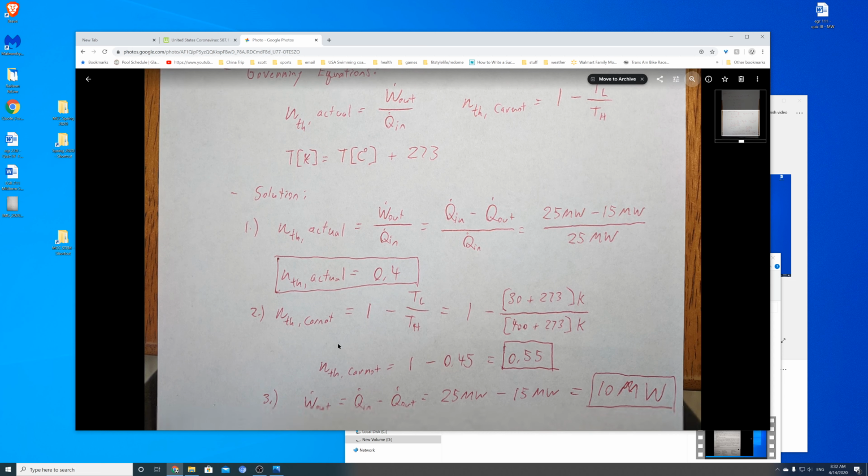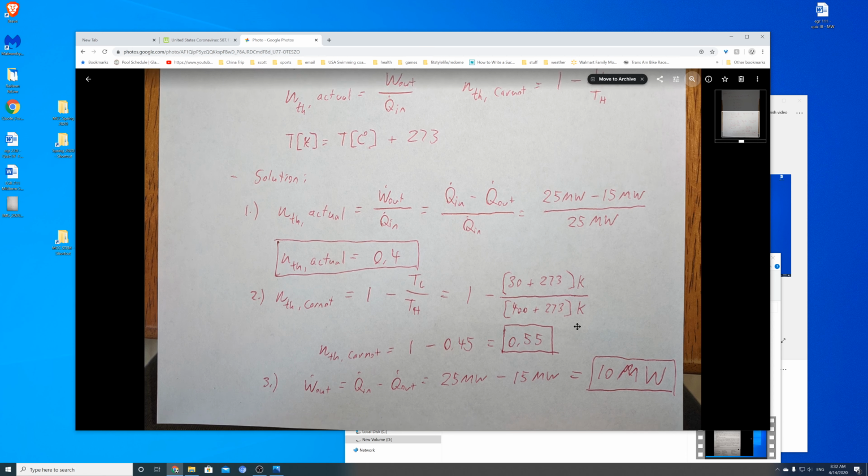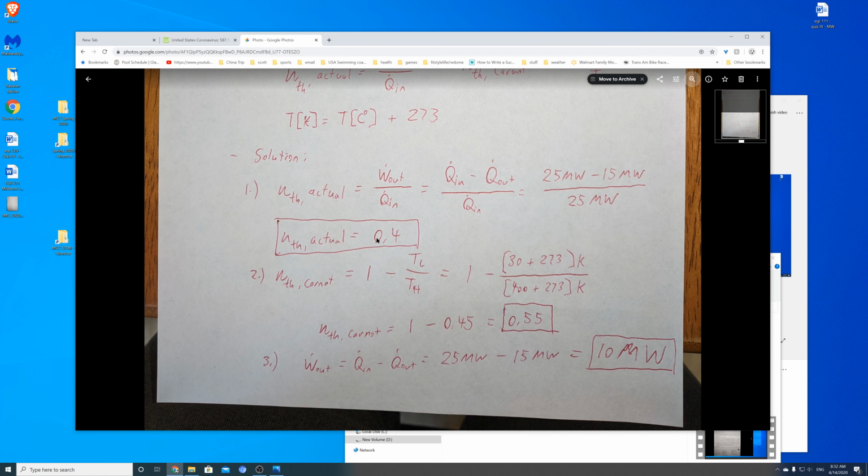Then the next thing we do is calculate the Carnot thermal efficiency, which is the theoretical limit. This is just 1 minus the fraction, the low temperature over the high temperature in Kelvin. It's 303 divided by 673. So that comes out to be 1 minus 0.45, or 0.55. In this case, the actual is less than the theoretical limit, so we're good. This is a reasonable claim.